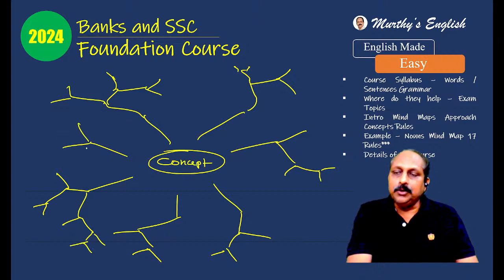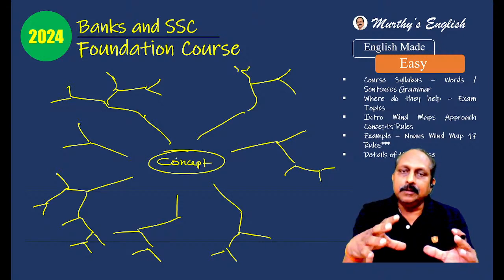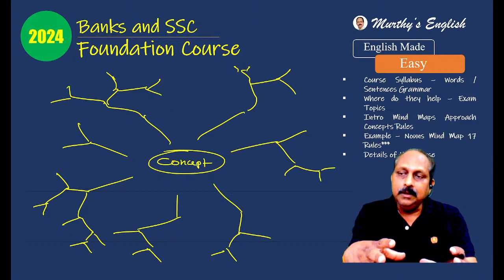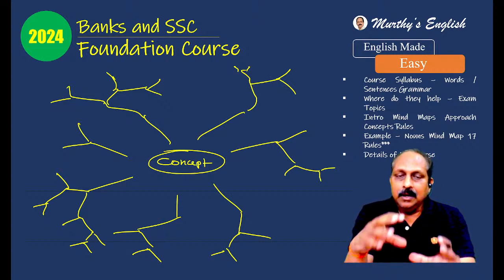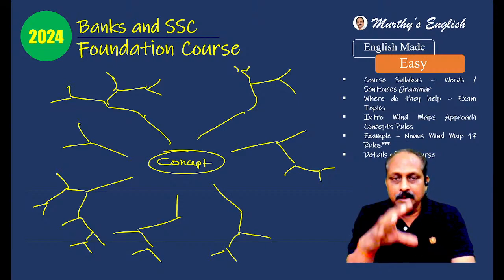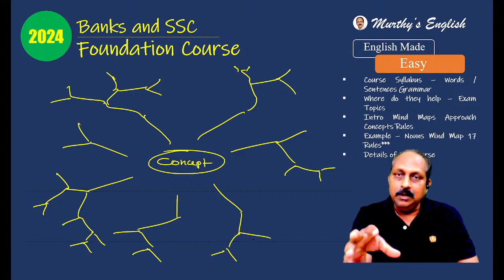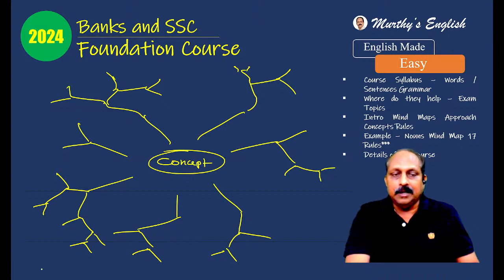And finally, what you get is called a mind map. Once you have the mind map, what happens? You have a clear picture of what you have to learn, all the important dimensions, main points, sub points. And once you have the picture here, it is easy to learn, easy to remember, easy to recollect.